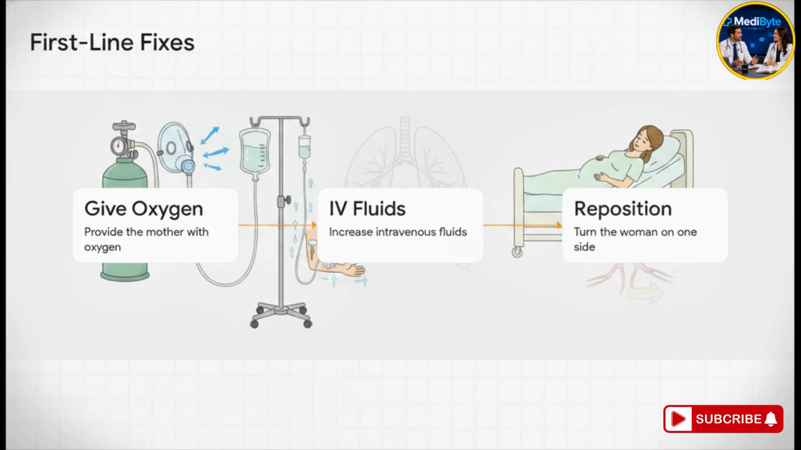By increasing the oxygen in her blood, more of it is directly delivered to the baby. Step 2, they increase intravenous or IV fluids to give a quick boost to the blood volume. And Step 3, they turn the mother on one side or the other. This simple repositioning takes the physical weight of the uterus right off the major blood vessels in her abdomen, which can instantly restore better blood flow to the placenta.